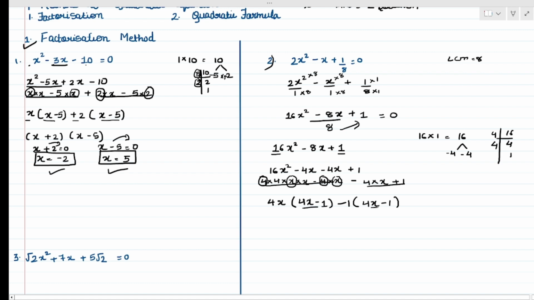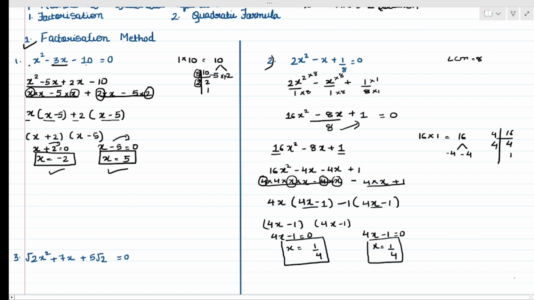Can you see over here my both the brackets are equal? Yes, that means I got my answer as 4x minus 1 and another bracket as 4x minus 1. Now solve this by equating them with 0. So 4x minus 1 equals 0 and 4x minus 1 equals 0. So x will become positive 1 upon 4 and again x will become positive 1 upon 4. What you can see clearly over here is that we are getting two values of x, but they are the same, equal, just in two formats.